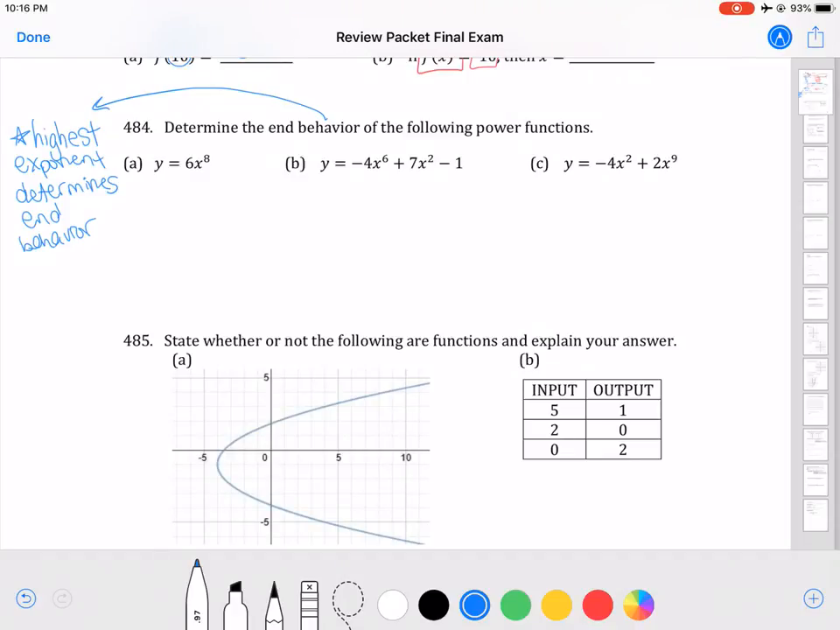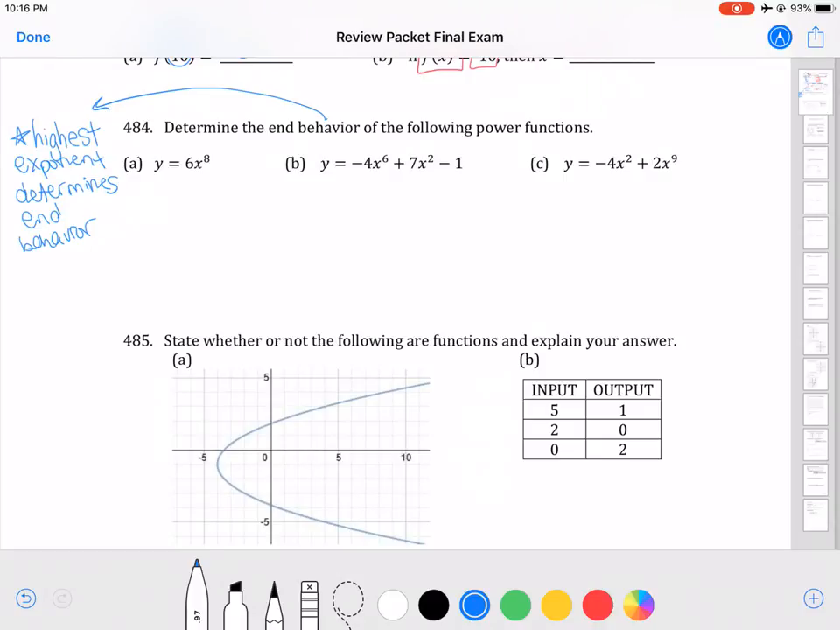So if you have an even exponent, it's either going to be up-up or down-down. Their ends are going to be going in the same direction when you have an even exponent. If you have an odd exponent, they're going to be going in opposite directions. Think of it as O for odd matches up with O for opposite directions. It's going to be either down-up or up-down.